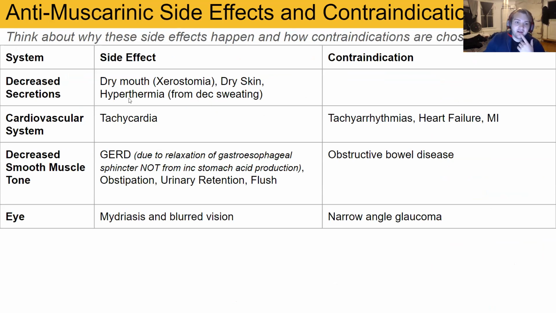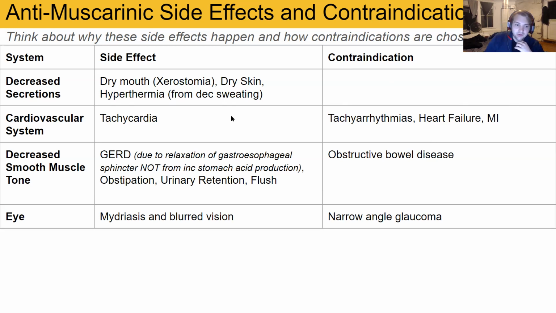Side effects of antimuscarinics should be fairly straightforward, thinking about what an over effect of them would be, right? We're decreasing secretion, so we're going to get dry mouth. That's xerostomia, the thing that we would treat with a muscarinic agonist. Dry skin, hyperthermia, because we're going to be decreasing sweating, so we're going to have less ability to regulate temperature. Tachycardia, which, again, we don't want to be using in our tachyarrhythmias or our risk of a heart attack.